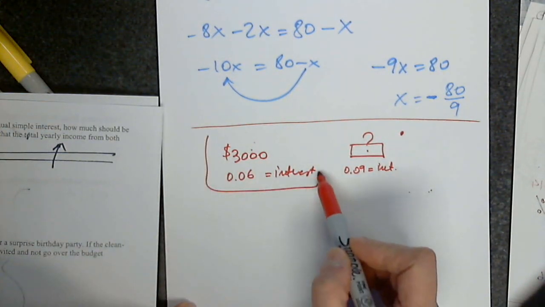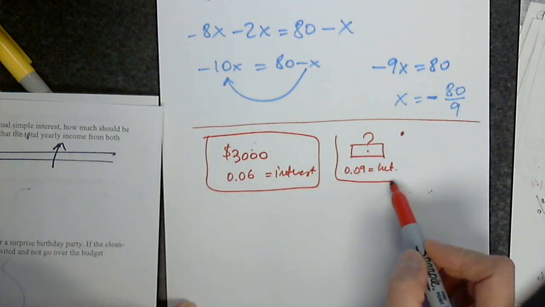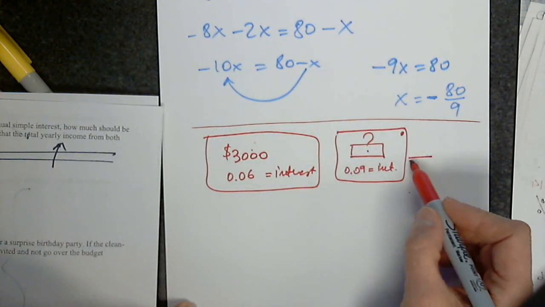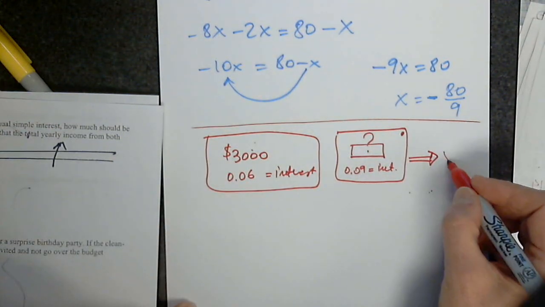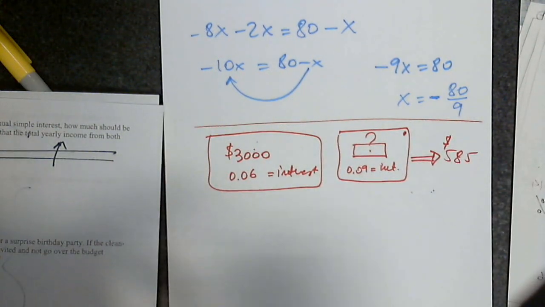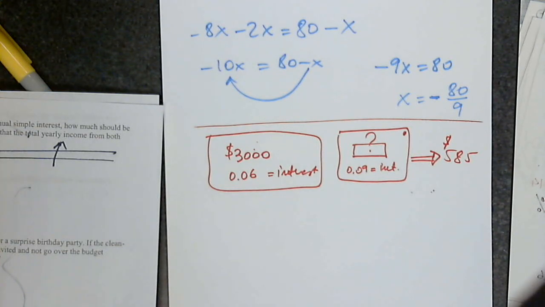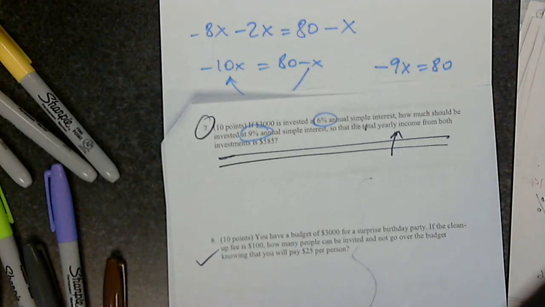So this is one investment. This is the second investment. And we want to end up having $585 on top of our investments at the end of 1 year. So let's read the problem one more time.